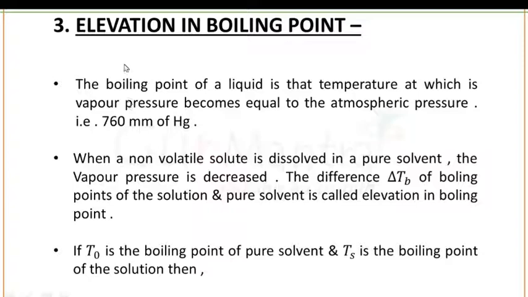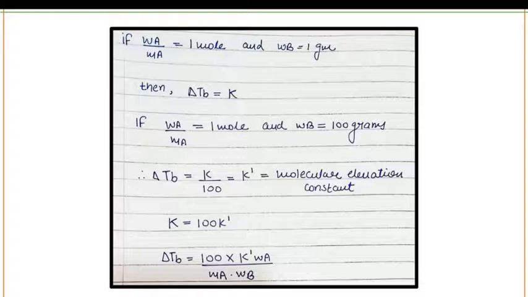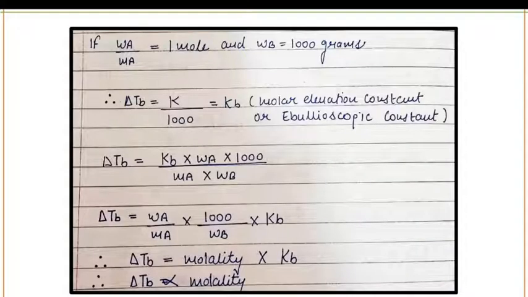Okay, so for this elevation in boiling point we have a derivation, but you don't require that derivation. You simply have to learn the direct formula. Okay, and that direct formula is this: delta Tb is equal to Kb into Wa into 1000 upon Ma into Wb. Okay, so what is Kb? Kb is the molal elevation constant or ebullioscopic constant.